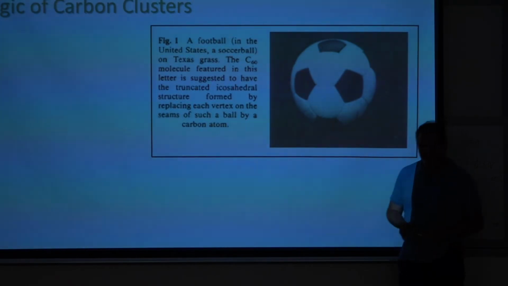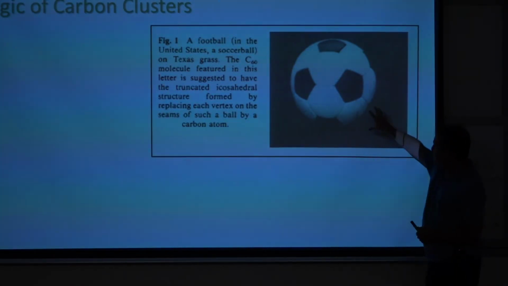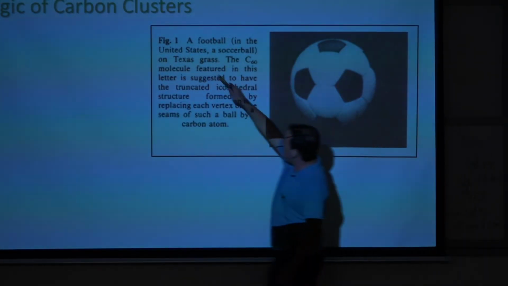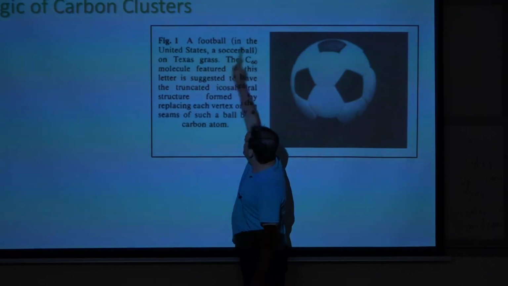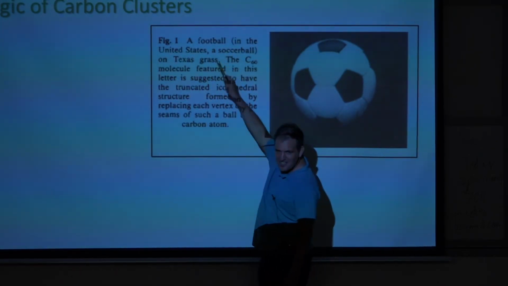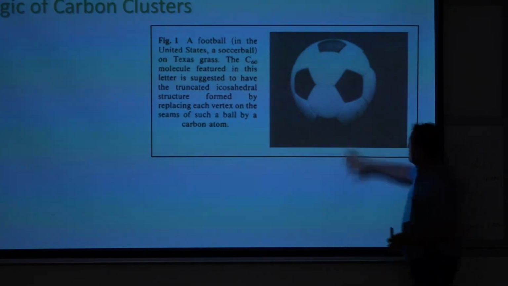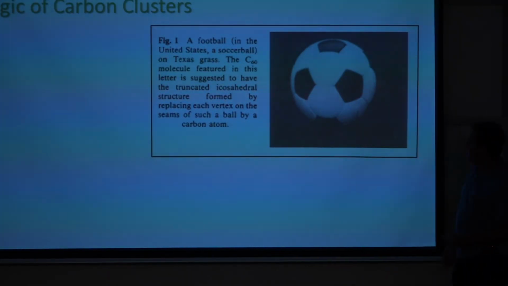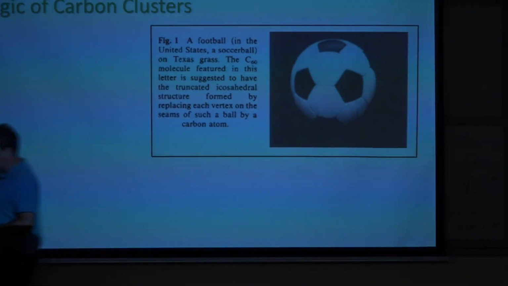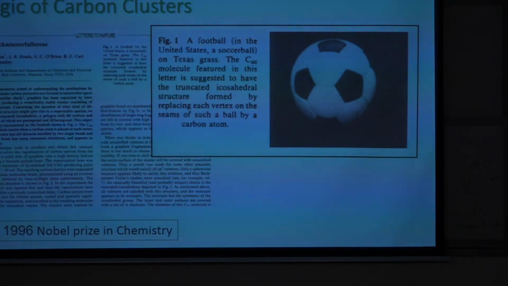So these guys wrote an article about it, and they put this picture on the article, and they wrote in the caption, a football in the United States is called a soccer ball on Texas grass. So they took the picture on grass, but you don't really see the grass in the photo. Anyway, they wrote the paper, they submitted it to Nature, it was accepted, and they got a Nobel Prize for this.